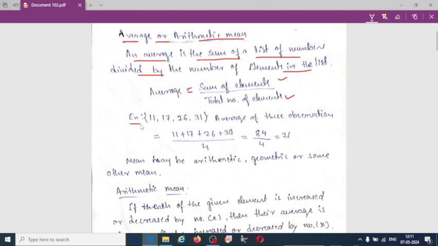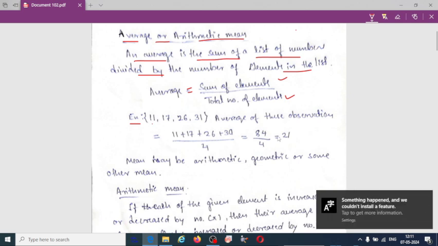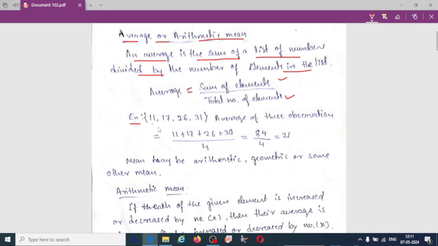Let us take one example here. If we have a group of numbers, how can we calculate the average? First we add all these 4 numbers, and how many are there in total? 4 numbers, so we divide by 4. If we add, we get 84 divided by 4, that is 21. This is what we call the average, sometimes the arithmetic mean. Mean may be arithmetic, geometric or some other mean, but commonly we call it mean or average.